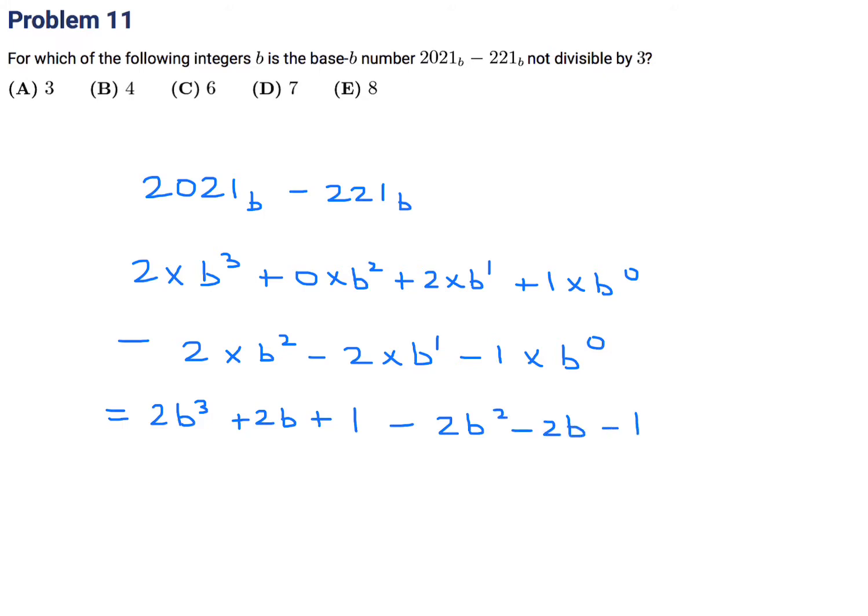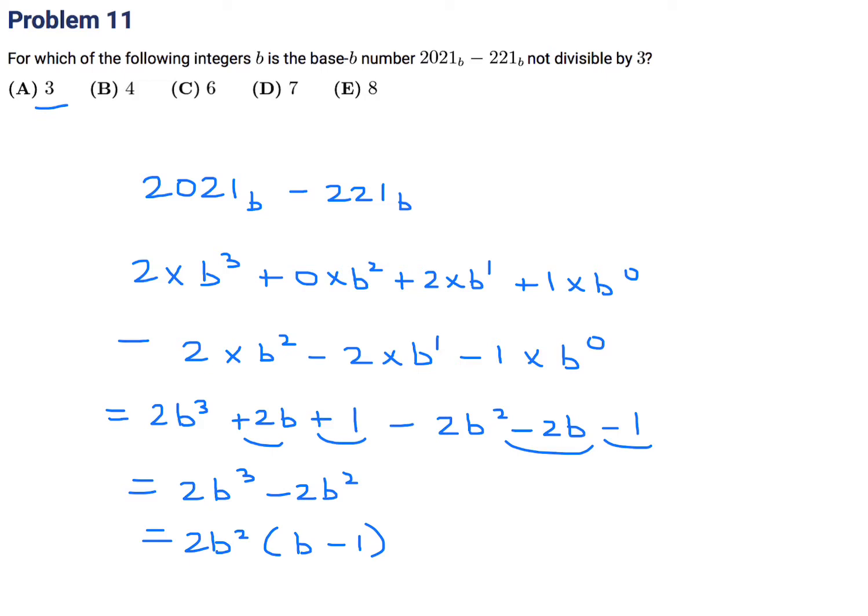Okay, let's see here. The 1's cancel, and so do the 2b's. So the only thing we're left with is 2b to the power of 3 minus 2b squared. I can factor out a 2b squared, and all I'm left with, therefore, is b minus 1. Okay, that's pretty good. Let's work through the answer choices.